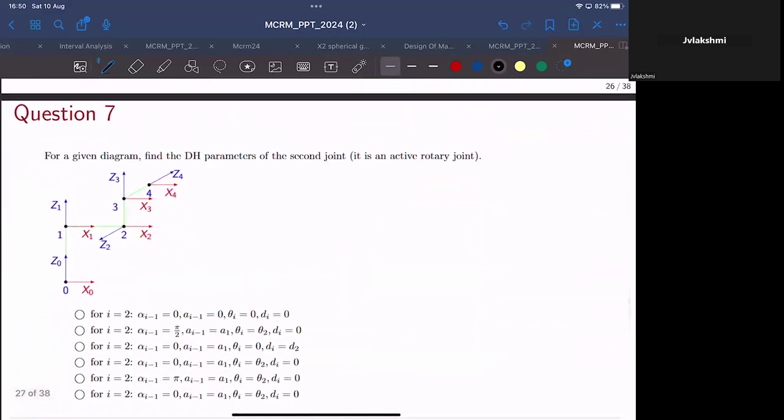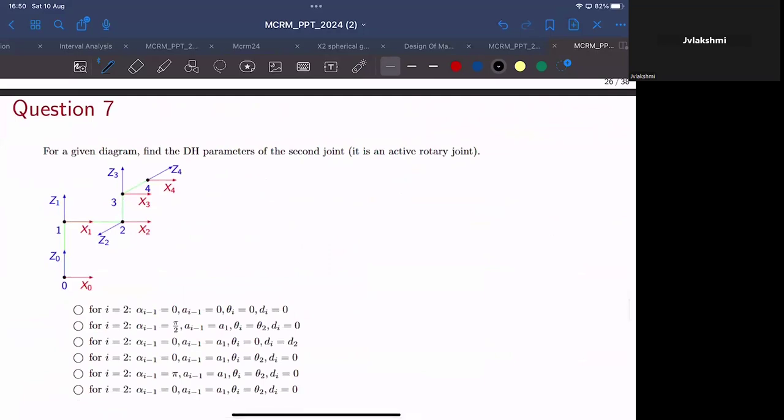Okay, similar question. For the given diagram, find the DH parameters for the second joint. It is an active rotary joint. So this is the first joint and this is the second joint. We need to find out the mapping between the first joint and the second joint. So we have alpha i minus 1 as alpha 1, a i minus 1 as a1, theta i would be theta 1, d i would be d1.